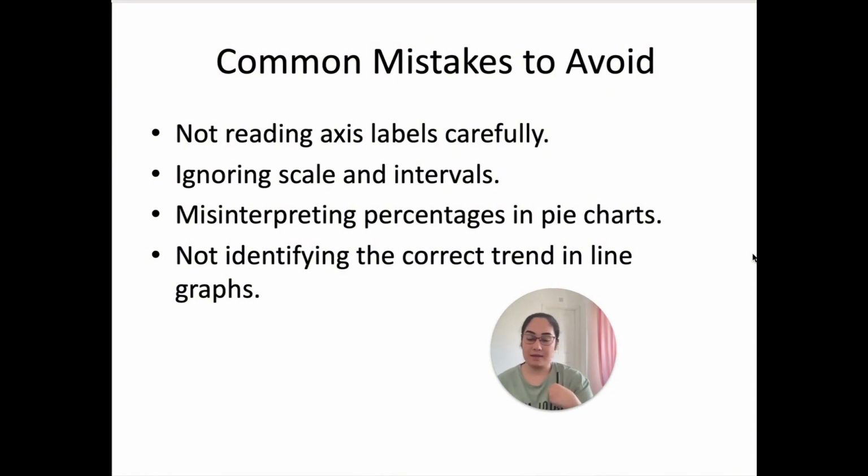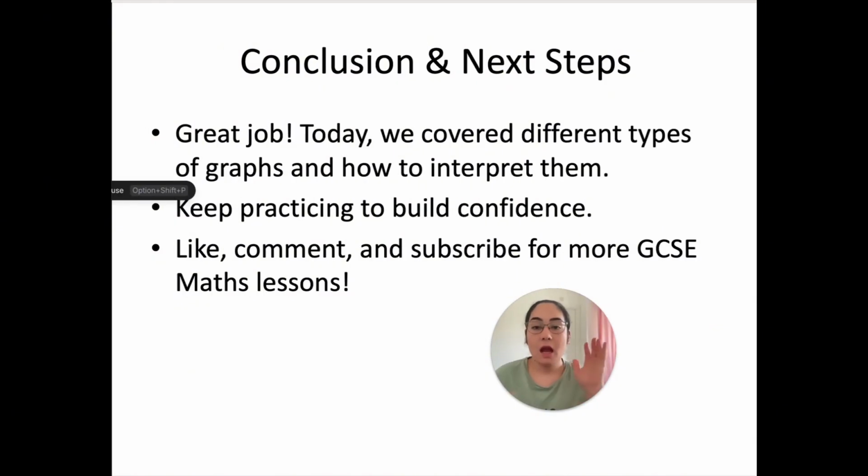And then also not identifying the correct trend in line graphs. Am I using a line of best fit for the scatter graph that I'm using? Have I drawn that curve properly? It's not a line graph where I just connect everything. Scatter graph means the data are scattered everywhere. So I'm going to use a line of best fit to represent that data. However, if the data is absolutely everywhere, that means there's no trend, no identifiable relationship between the variables. So be very careful with that.